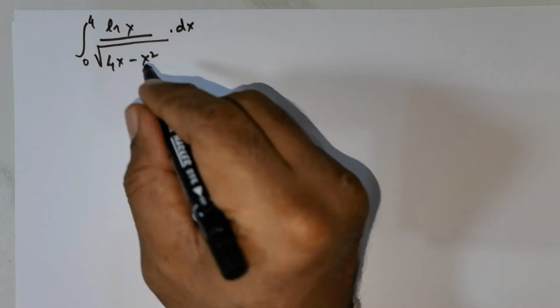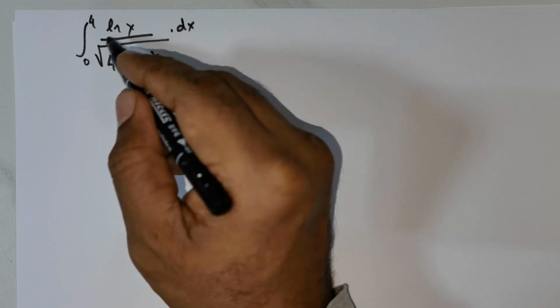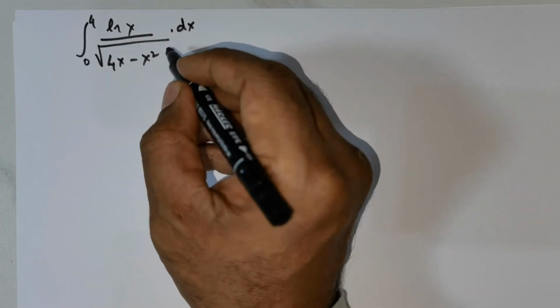Welcome everybody. We got a wonderful question. We are expected to integrate the integral from 0 to 4 of ln x divided by the square root of 4x minus x squared, times dx.